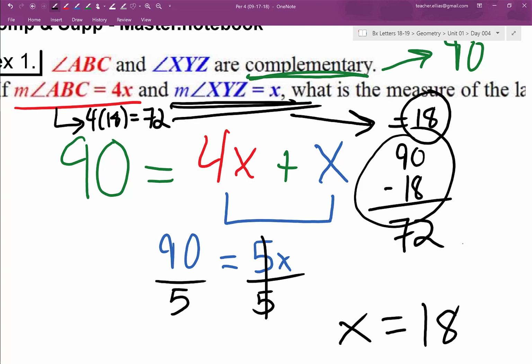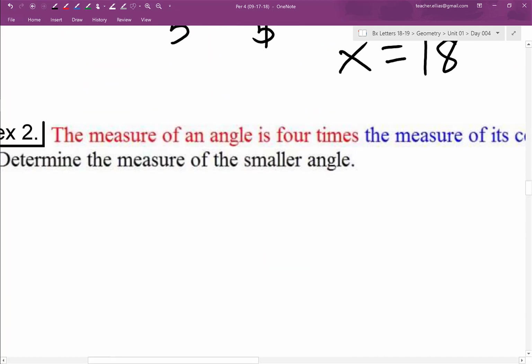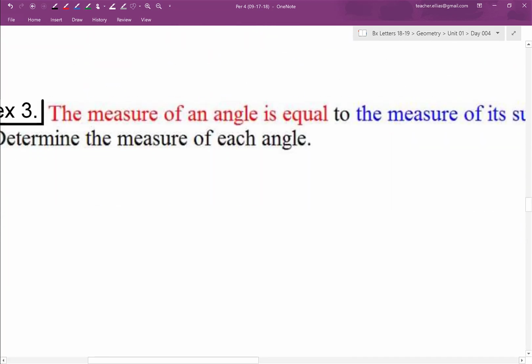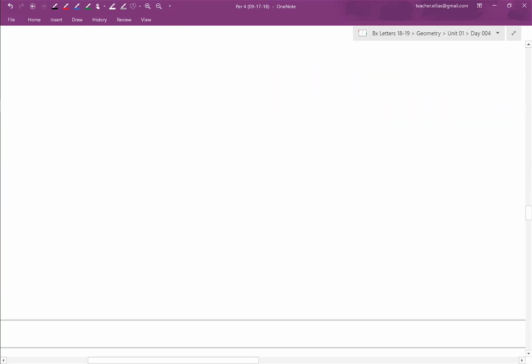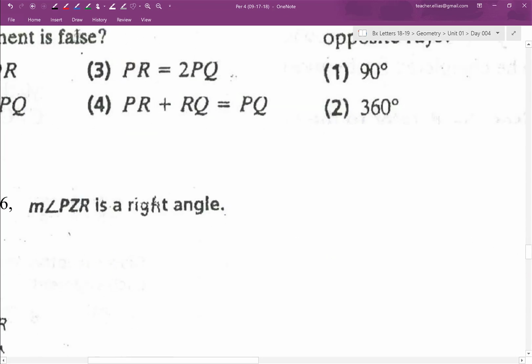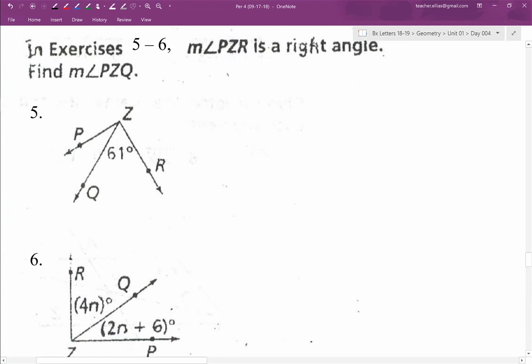What problem are you starting on, Matthew? Number 5. Start at number 5. Yeah, you can save that for later. Right now, we just want to make sure you got today's lesson, and that begins with problem number 5. Should we start here? Yep, start with problem number 5.